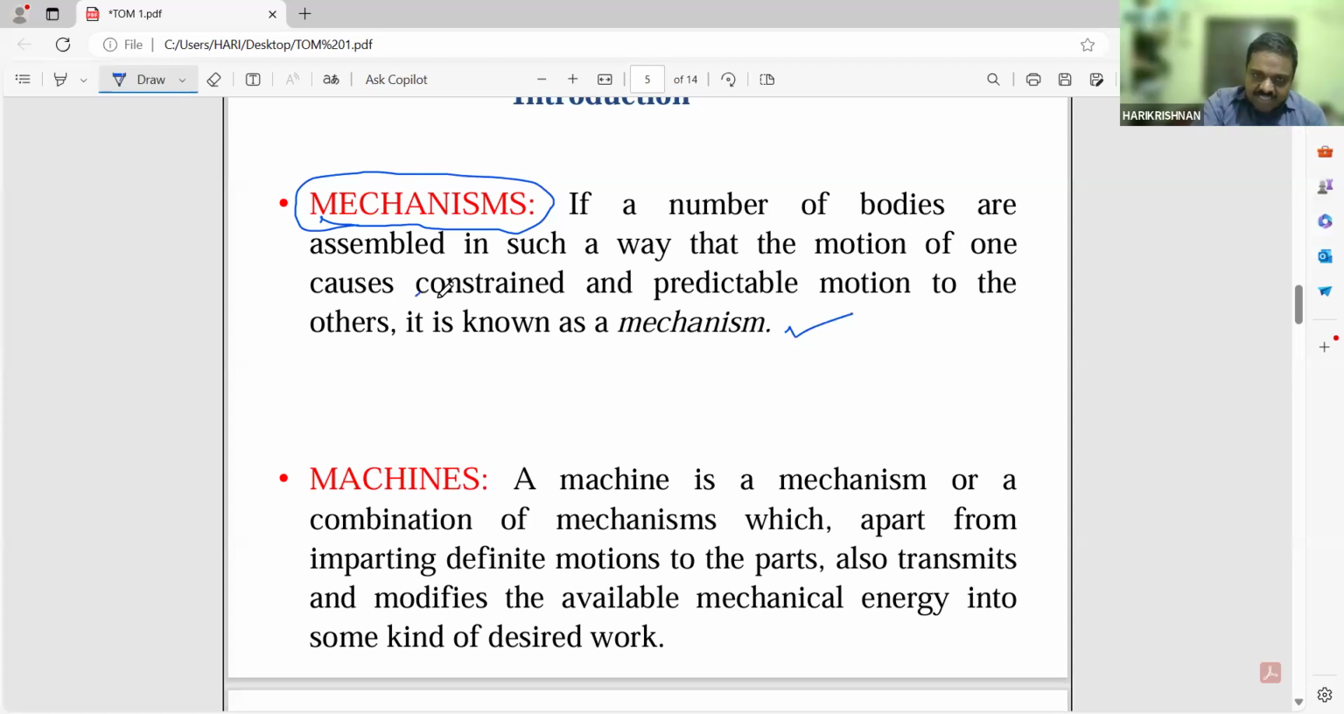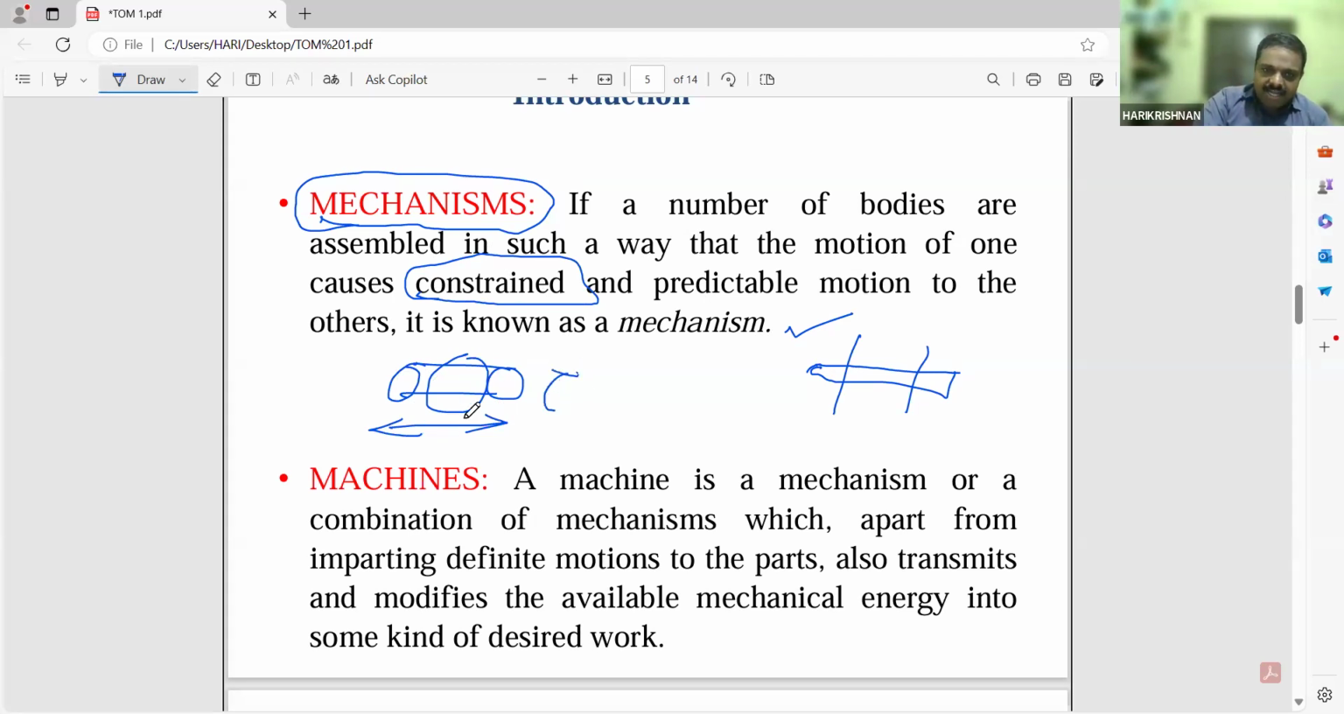There is a term known as constrained motion. What do we mean by constrained motion? For example, if you are placing a round bar in a hole, it can slide inside the hole, or it can also rotate inside the hole. These are all motions. But if we stop any of the motions, for example, we allow it only to rotate, that type of motion is known as constrained motion.